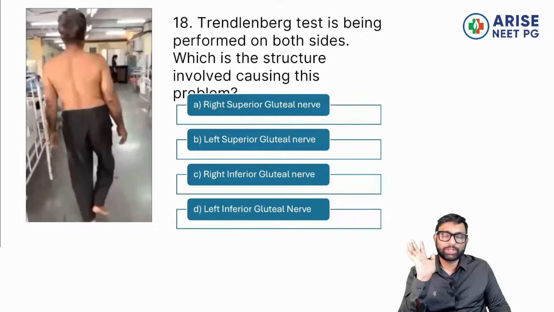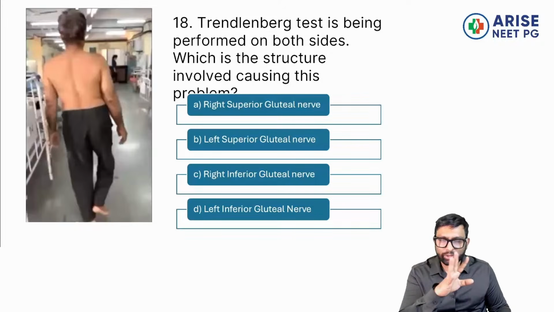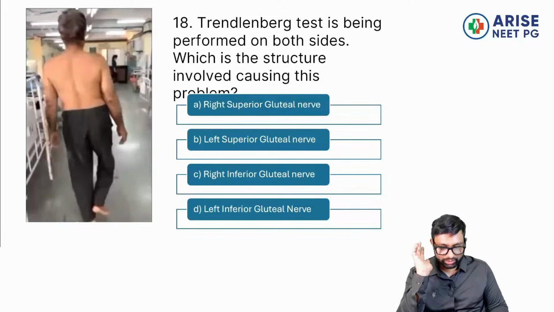Now, another video based question. Let's try to get you ready for your exam by seeing as many video based questions as possible. Look at this video based question. I'll first tell you the question, then you can see the video. The Trendelenburg test is being performed on both sides. In the video, the patient will do the Trendelenburg test on both limbs. Which structure does the patient have a problem with? Is it the right superior gluteal nerve, left superior gluteal nerve, right inferior gluteal nerve, or left inferior gluteal nerve? Let's look at that video.